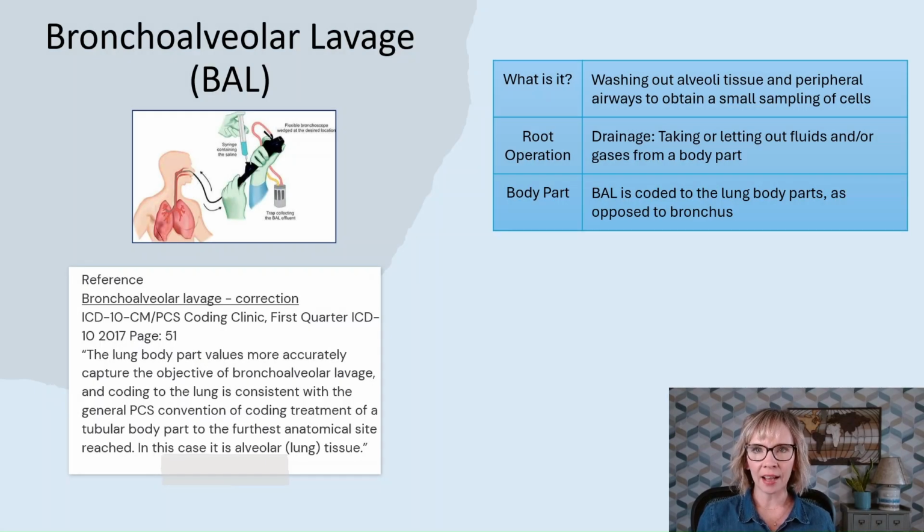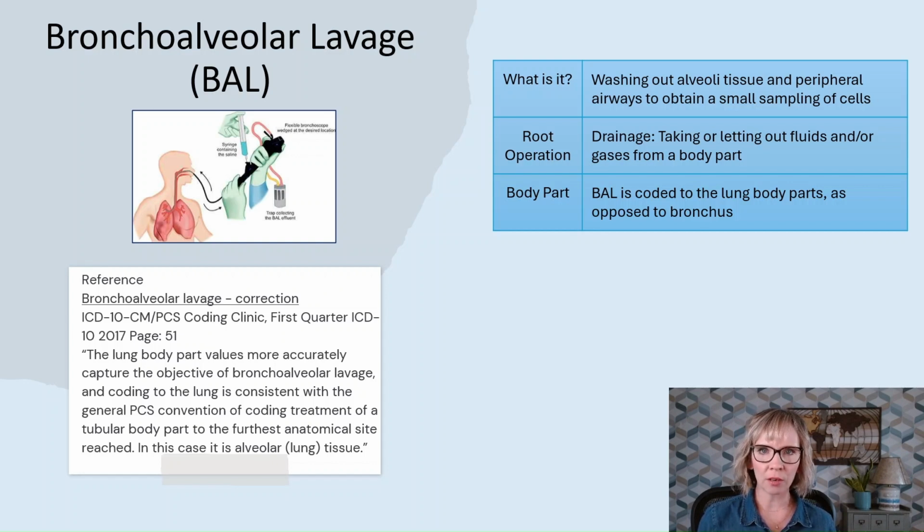BAL is a diagnostic procedure where a saline solution is put through the bronchoscope to capture a fluid and cell sample from the alveolar region of the lungs. The saline solution is instilled through the bronchoscope and then suctioned back out so that it can be further analyzed for the diagnosis of certain lung disorders, including bacterial or fungal infections and lung cancer.